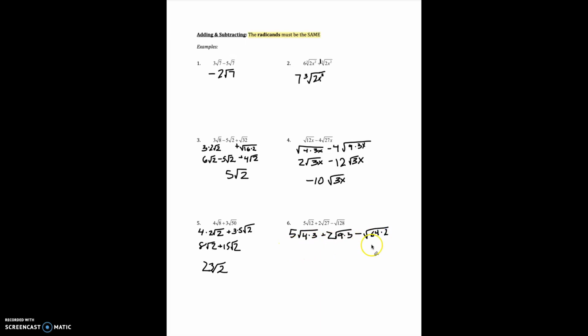Hopefully you notice that all 3 terms will not have the same radicand, so we can only combine 2 of them. So the first one, we get 10 root 3. And then the next one, we get 6 root 3. And then it's minus 8 root 2. Combine the first two terms, so 16 root 3 minus 8 root 2.